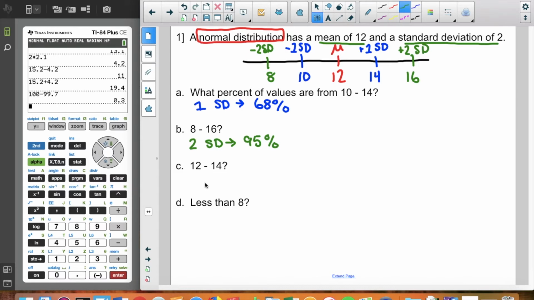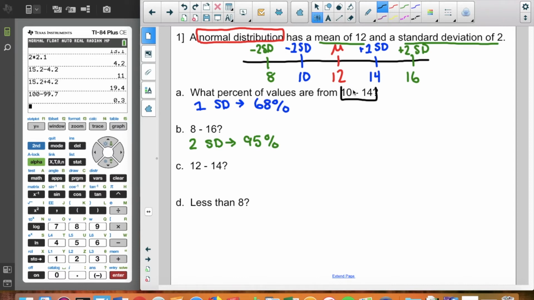Now the next question asks for 12 to 14. We actually do have that, and that is right here, okay? I didn't mean to box 10 to 14, but that is right here from 12 to 14. Now this is where, again, we have to do a little bit of work. So if we look here, we know that from that one full 10 to 14, that was 68%.